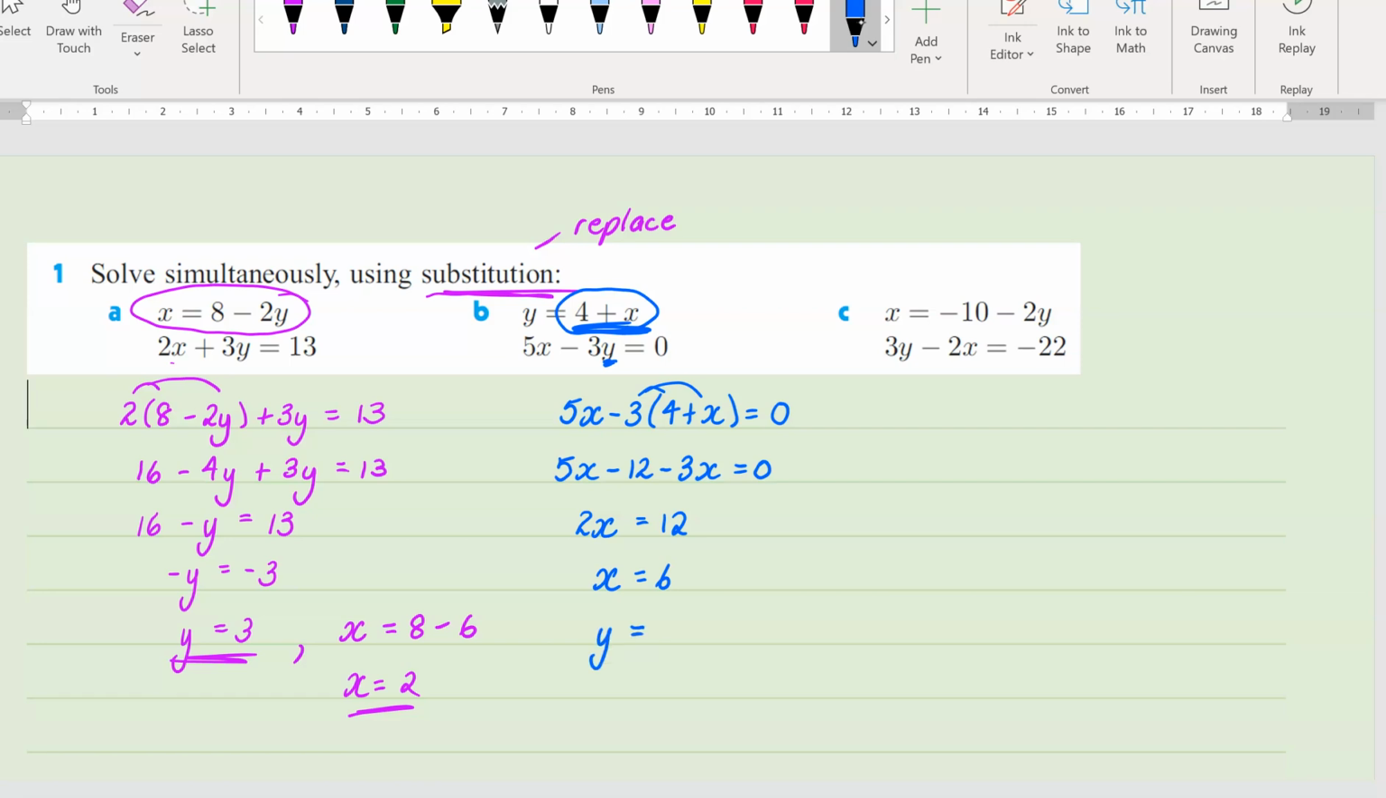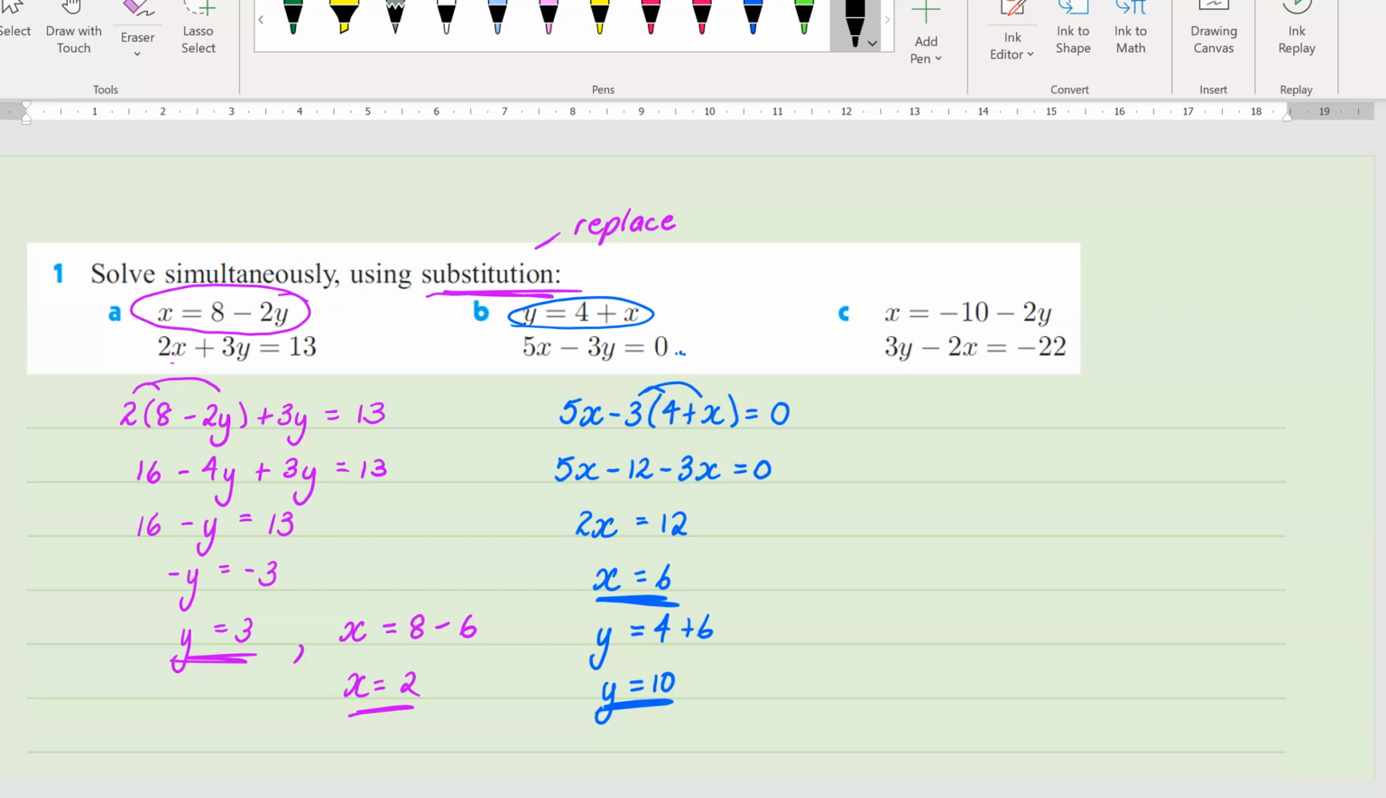So we pop our x back into, once again, you could put it into either one of these equations, but I'm going to go with this one because it's already got y by itself. So 4 plus x, x is 6, so y equals 10. So y equals 10 and x equals 6 are my simultaneous solutions. Again, if you wanted to, plug it back in here and you'll know that you are correct. Hopefully you can stop the video here and go, yep, got it, know enough. But if you don't, that's okay.